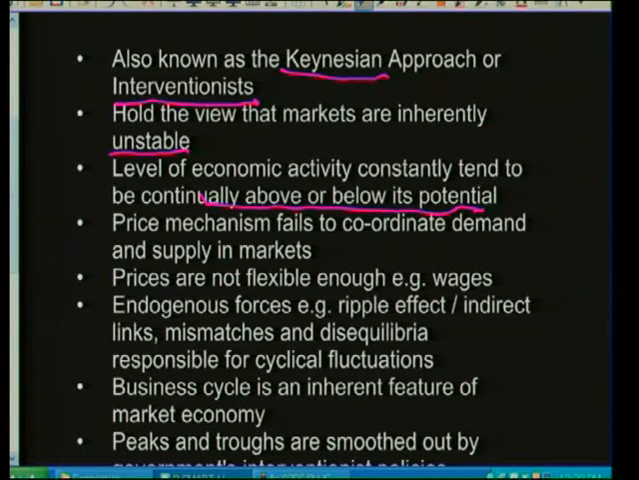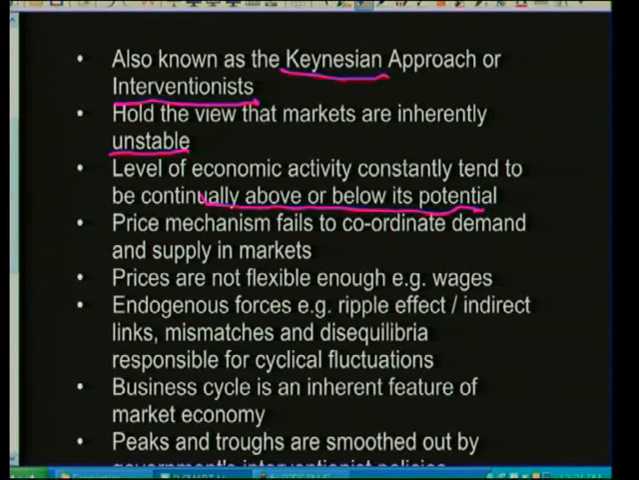Price mechanisms fail to coordinate demand and supply in the market. Now, when we talk about a price mechanism, in the perfect market, prices are determined by the interaction between demand and supply. Now, we all know that we don't operate in a perfect market, that we operate in the imperfect market, that we have monopolies, we have oligopolies, etc. And all these things actually interfere with the normal interaction between demand and supply.